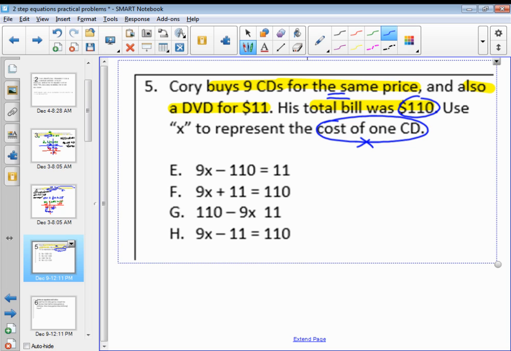Looking at our answer choices, we can already eliminate letters E and G because they do not equal 110. So we are left with F and H. Now, the word "also" means that we need to add our costs together. We are adding that DVD to our total. Again, looking at our answer choices, H does not add our 2 numbers together, so that one cannot work, leaving F as our answer choice. And to double check, he bought 9 CDs for the same price. Well, X is the cost of 1 CD, and we are multiplying 9 times X, adding our DVD to get our total price.